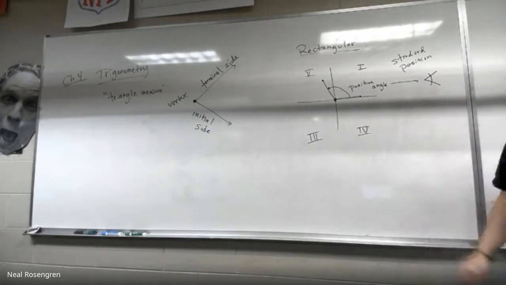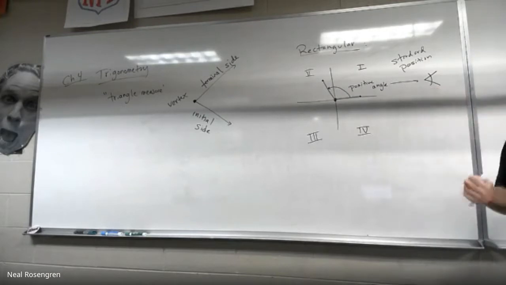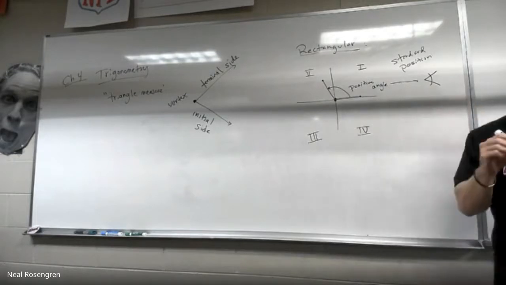Which looks like everything I've drawn so far. Two sides with a little arc between them. Okay, so that's the word for angle, the symbol for angle. You see that? Okay, yeah. So that's a positive angle, okay?